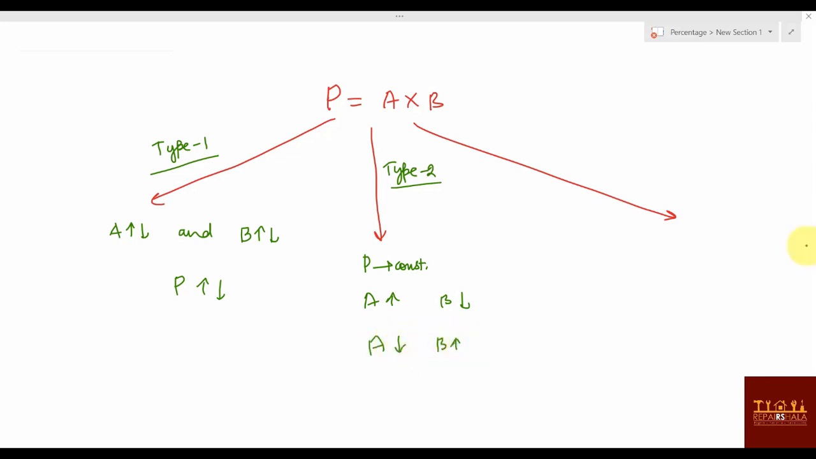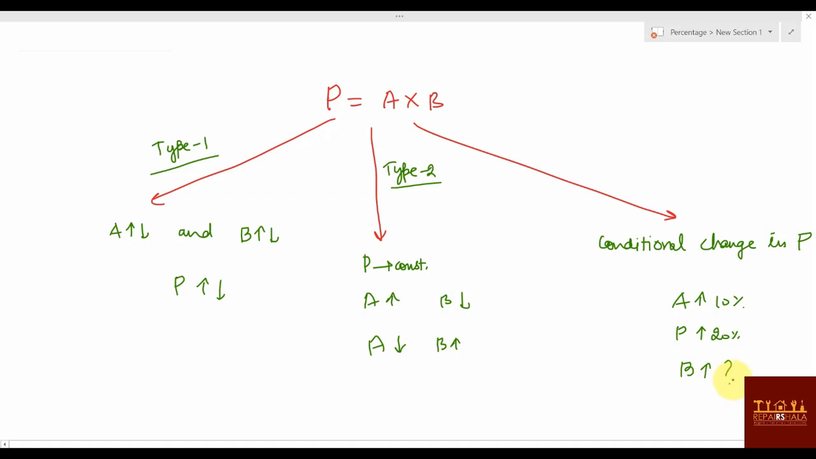Third type is conditional change in P. Something like this: if A is increased 10% and P has to be increased 20%, how much does B have to increase? Conditional change. Till now, conditions were applied only on A and B, but here conditions are applied on P and A, or P and B. Okay. So these 3 types are there. This is type 3. We'll be seeing each and every type through questions.